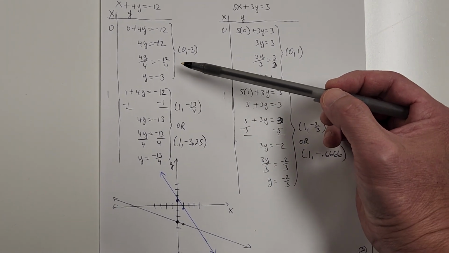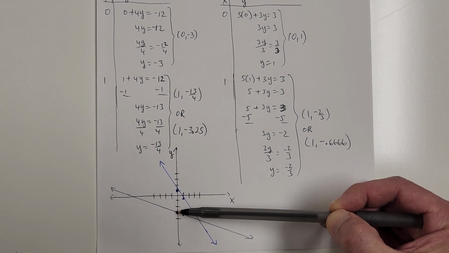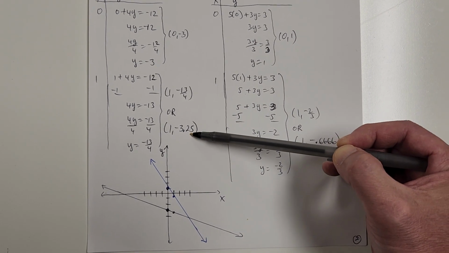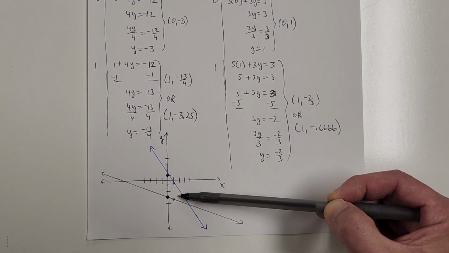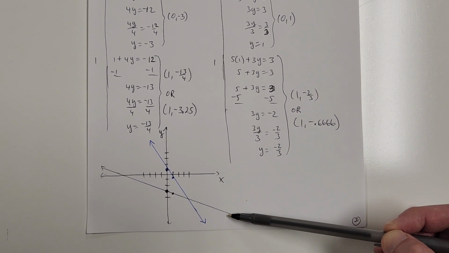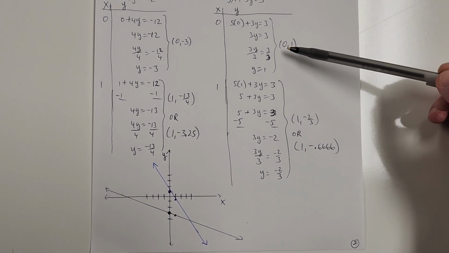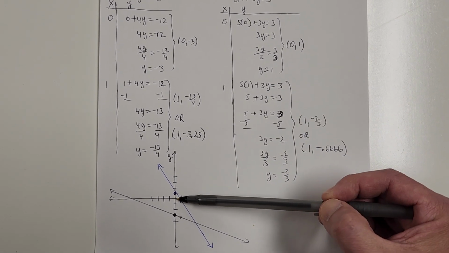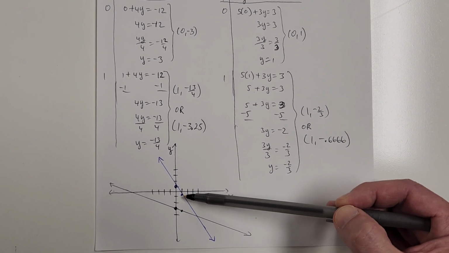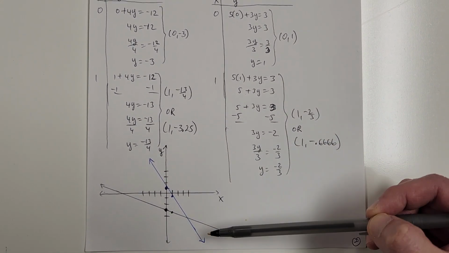Here's my first point, (0, -3), which is here. My second point, (1, -3.25), is right here. So this is my first equation, which is right here in the black line. Next, (0, 1) is here, and then (1, -0.666) is right here. So this is my second equation, which is in blue.